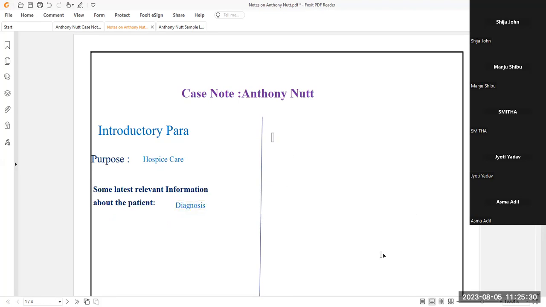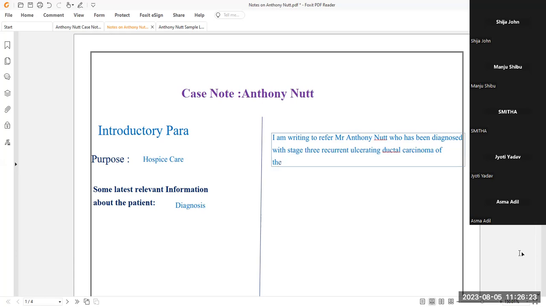Now, so diagnosis. So I'm going to write the sample intro here. If you're starting with I am writing to, they've already given what type of letter it is. So we can say, I'm writing to refer Mr. Anthony Nutt, who has been diagnosed with stage 3 recurrent ulcerating rectal carcinoma of the breast. Okay, I wrote the whole diagnosis. Full stop. He now requires, what does he require? He now requires hospice care.